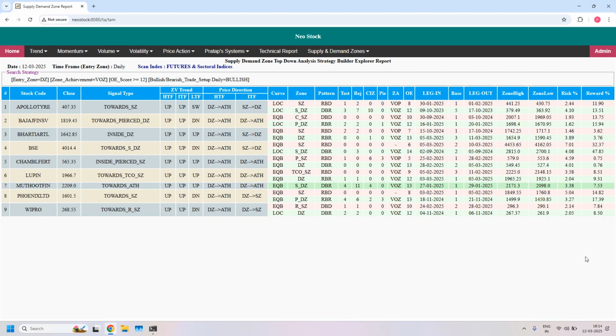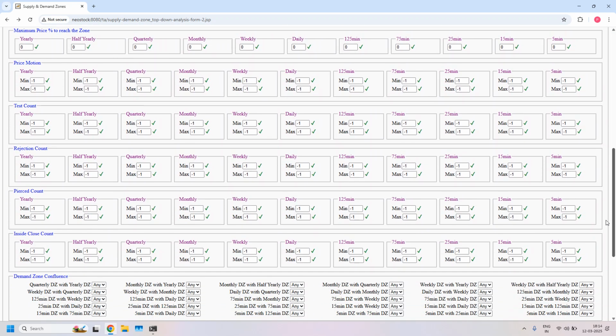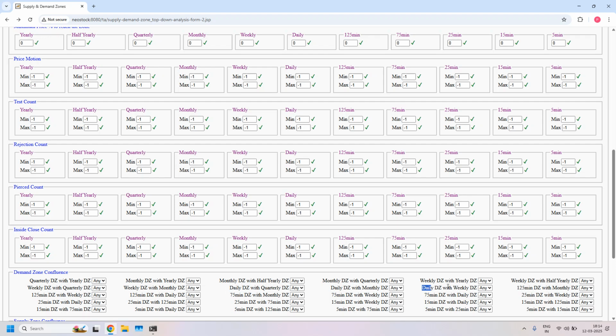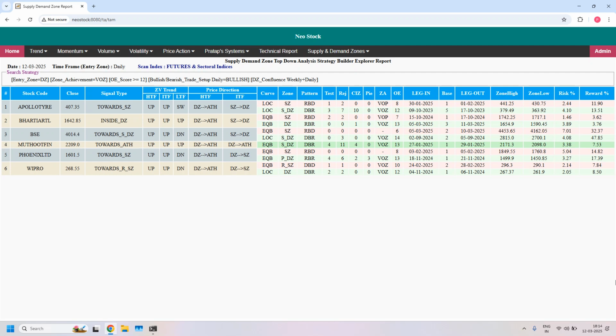So let us verify how many of these 9 have a high probability of success. First, LTF and ITF demand zone confluence, that is, a daily and a weekly demand zone confluence. With this filter, out of 9, we got 6 stocks. So daily demand zones are overlapped with weekly demand zones.